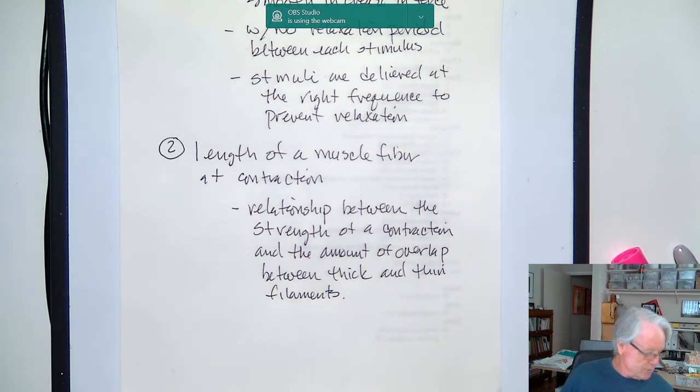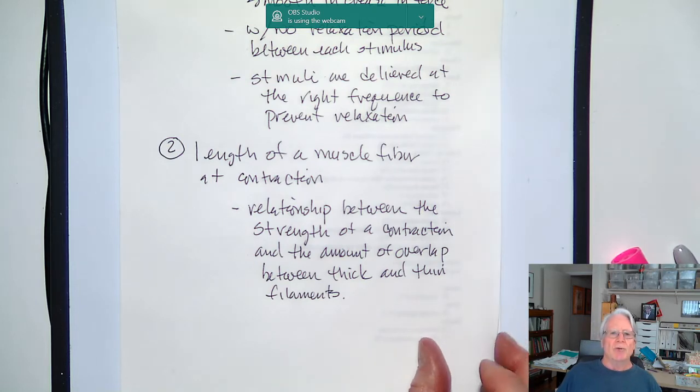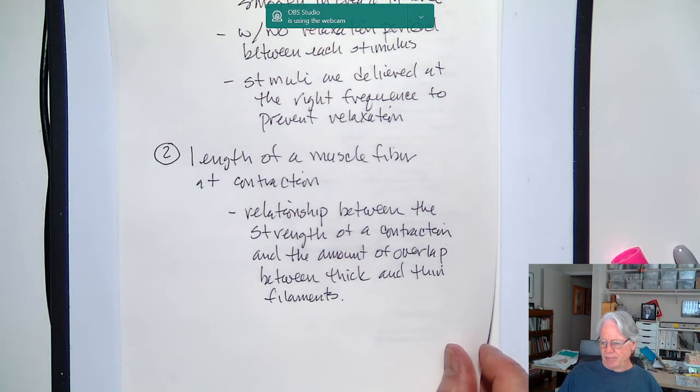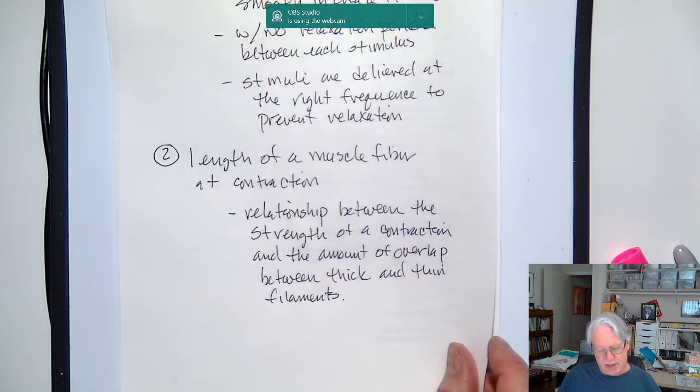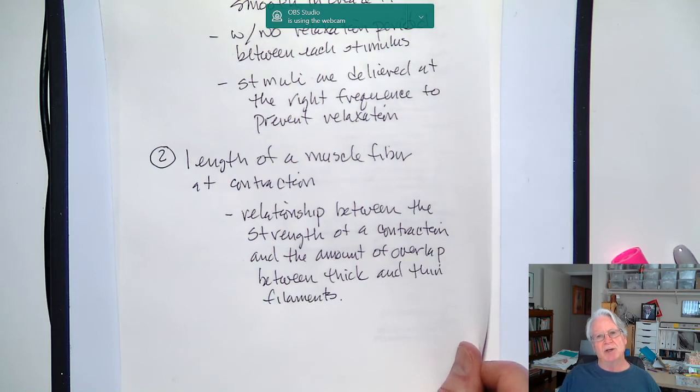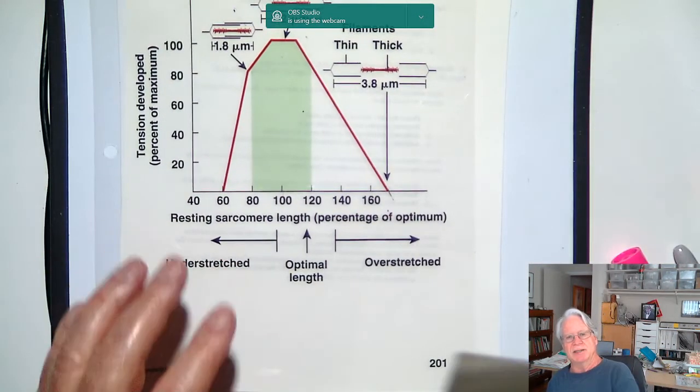What is that overlap? That's the question we're going to ask ourselves. And how does that affect the strength of contraction? Well, let's take a look at this chart here, and this will answer our question for us. What we want is optimal overlap of thick and thin filaments. That sounds right. What does it mean? So we're looking for optimal overlap of thick and thin filaments. Let's see exactly what that means.